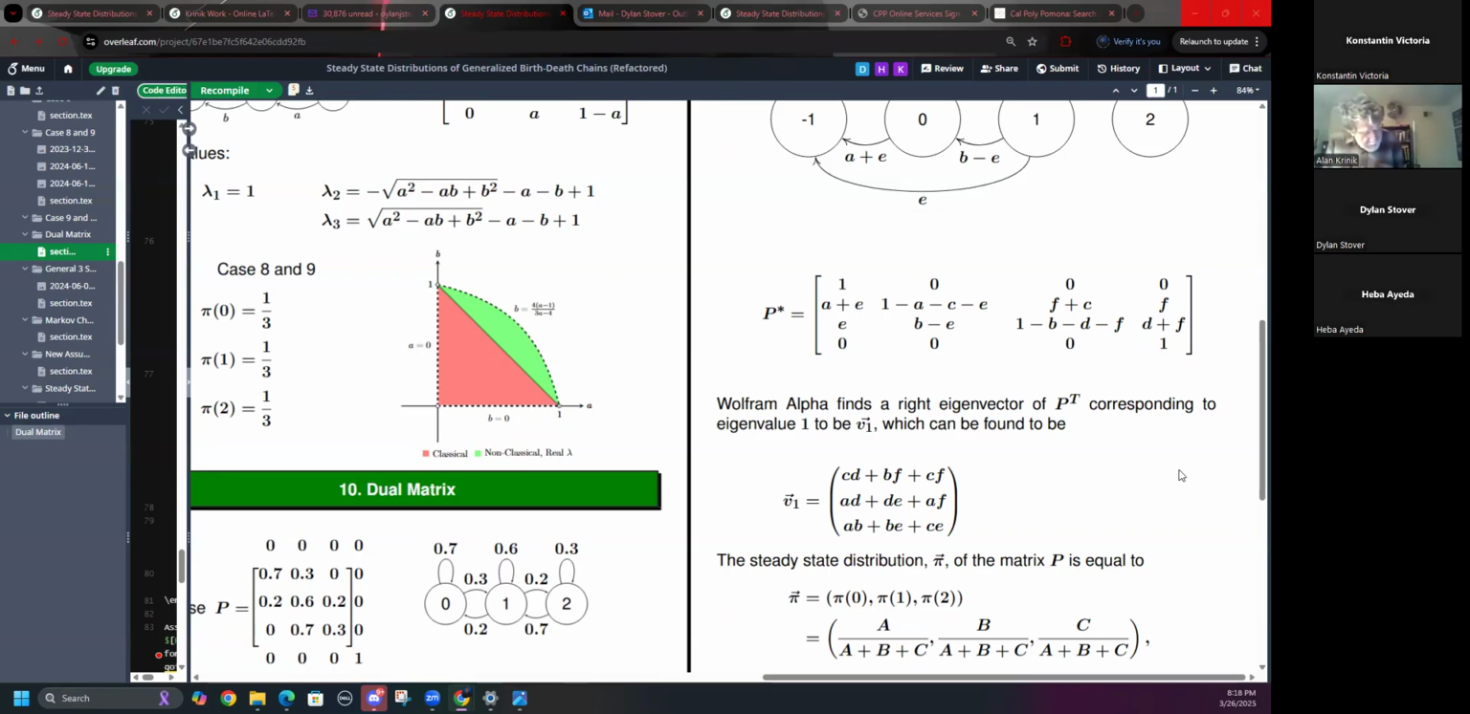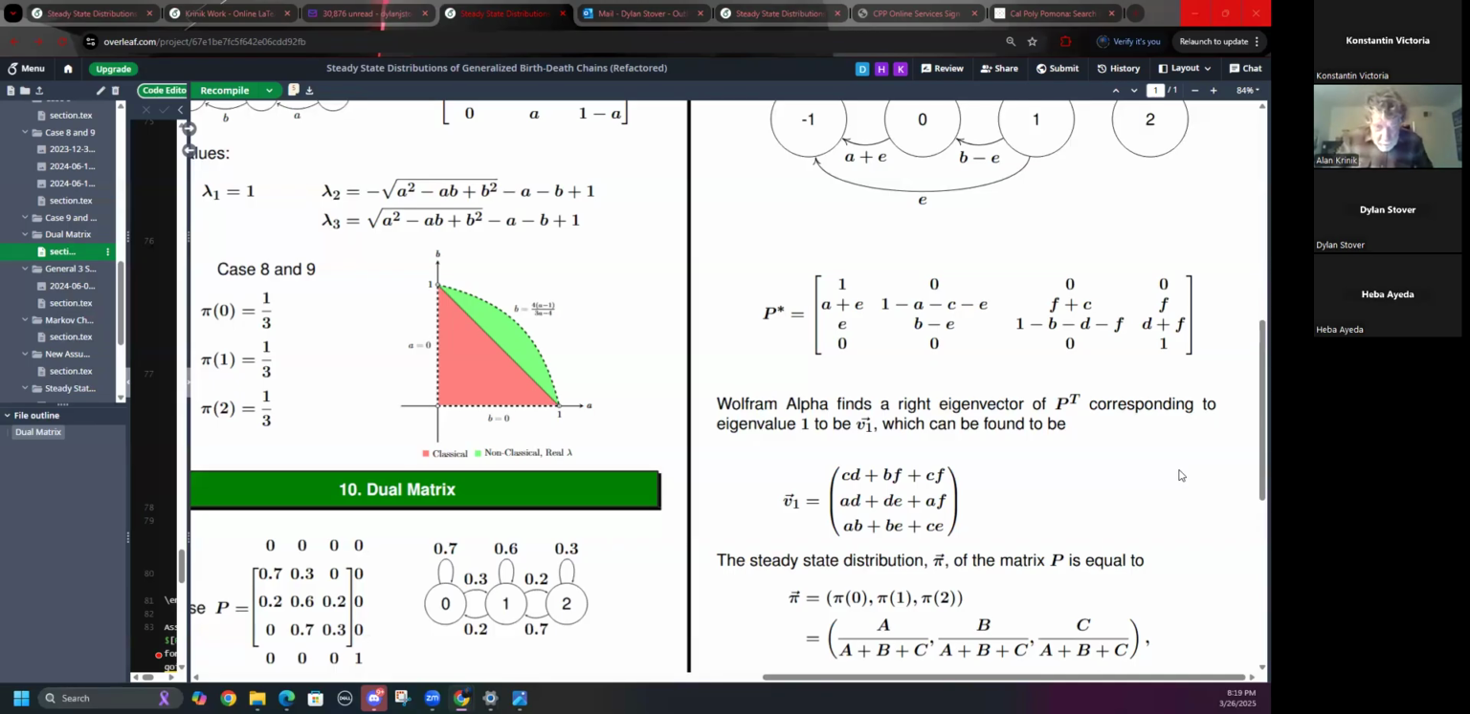Now, why is that useful? Well, because this is like a general formula for any 3-state Markov chain. If you change just one of the parameters and you want to find the steady state, typically what students would have to do is go through a system of equations and resolve them. But now this has been solved in general. So we can find the steady state of any 3-state Markov chain. And by the way, some of these steady states are classical and some of them are non-classical.